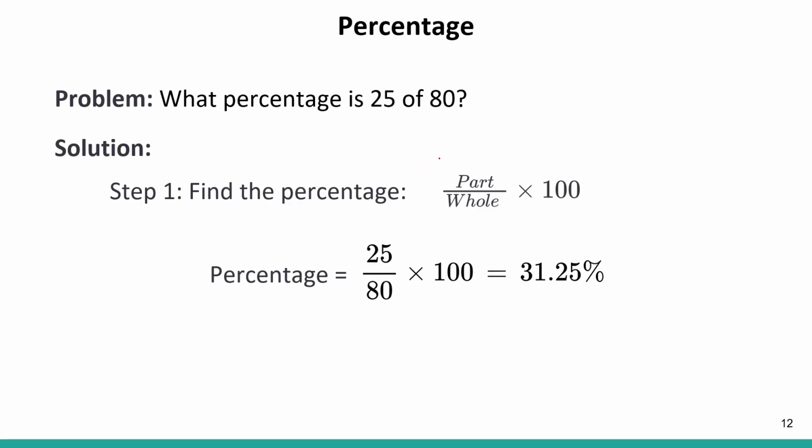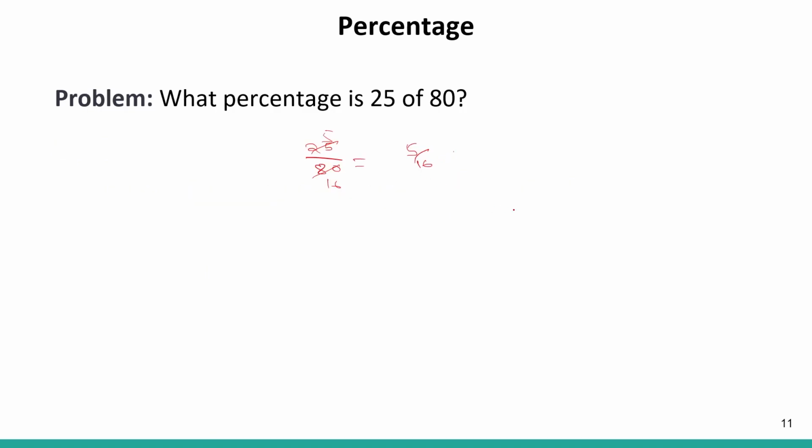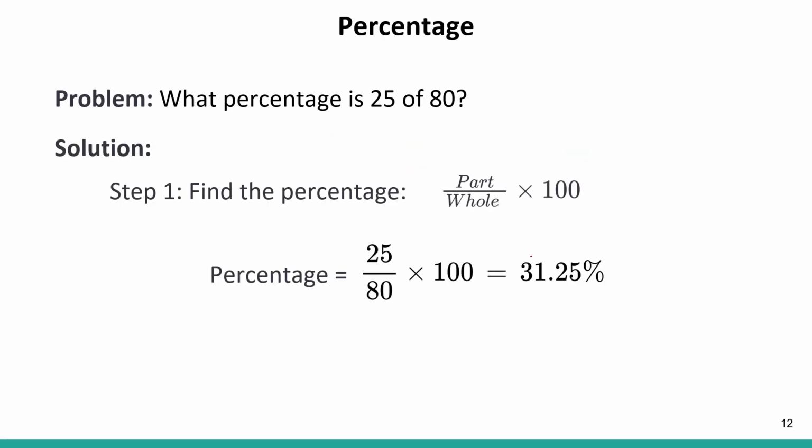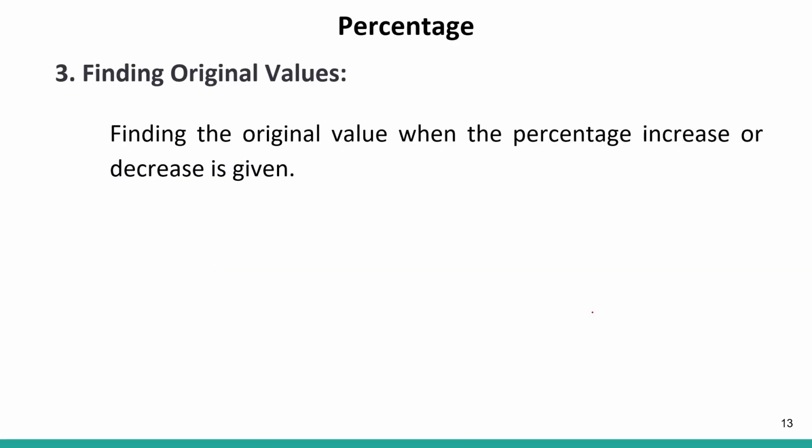So what you do is you get part by whole into 100. So multiply this by 100. So this will be 500 by 16, which is 125 by 4. This will be equal to 31.25%. So what percentage is 25 of 80? It will be 31.25%. So this is the final answer.